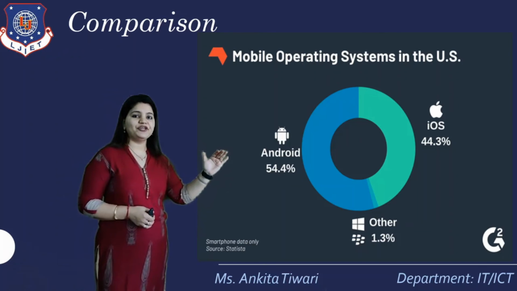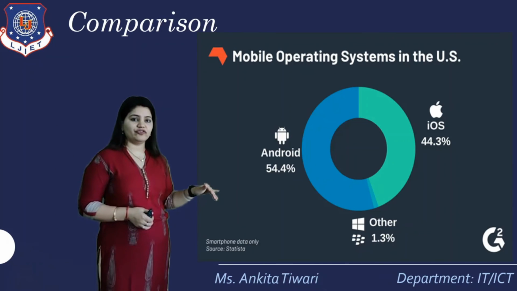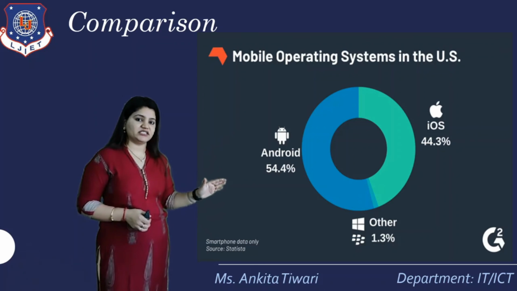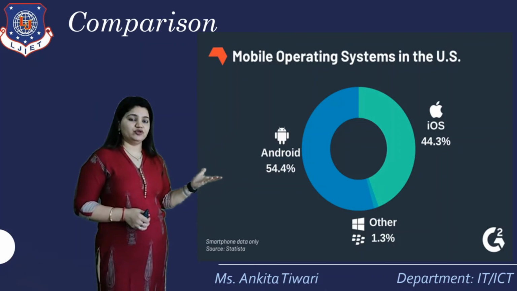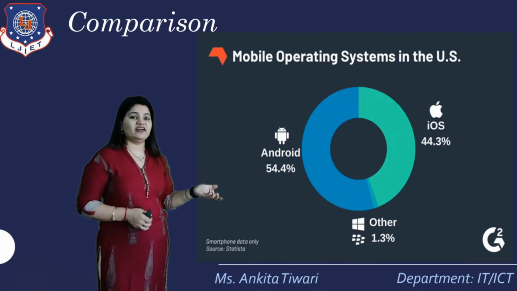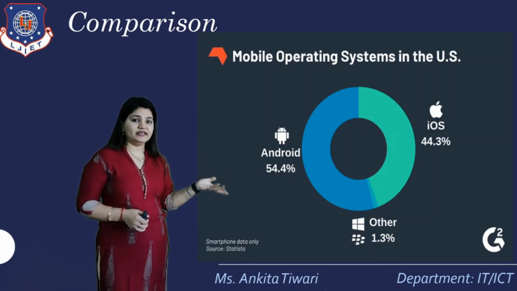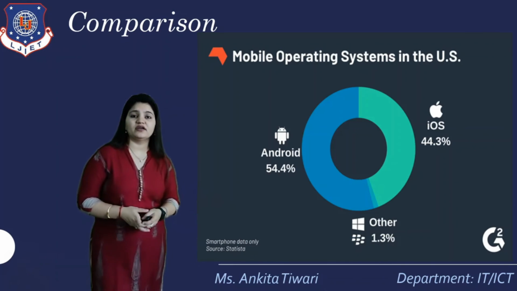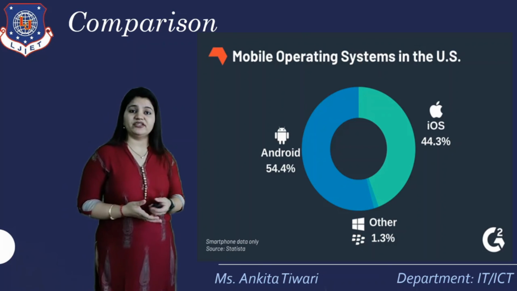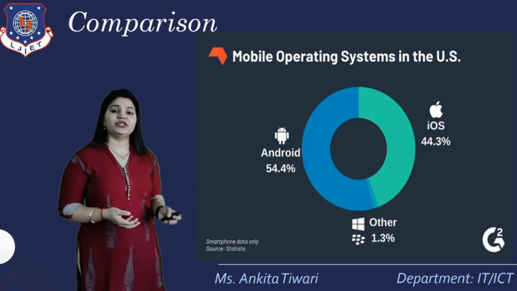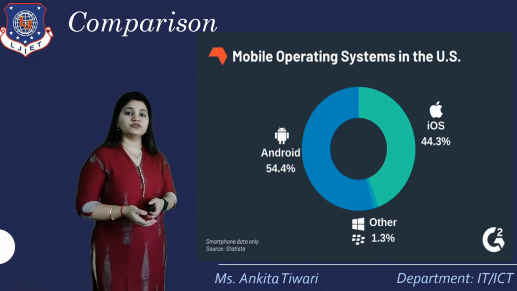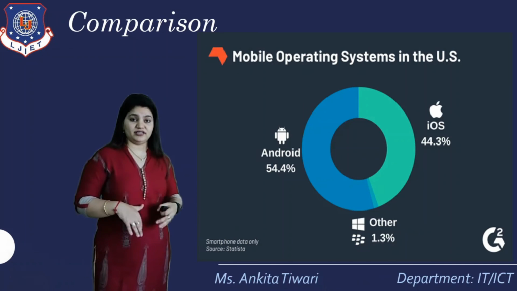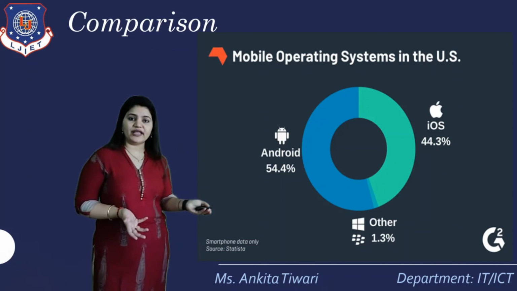In the US, the Android users are 54.4% out of 100 and 44.3% are iOS, that is, Apple's users. Other than these two, only 1.3 percent of people are using anything else. So this is the mobile comparison shown for the US, where Android users are more. Here in India, as you can imagine, it will be more than this.